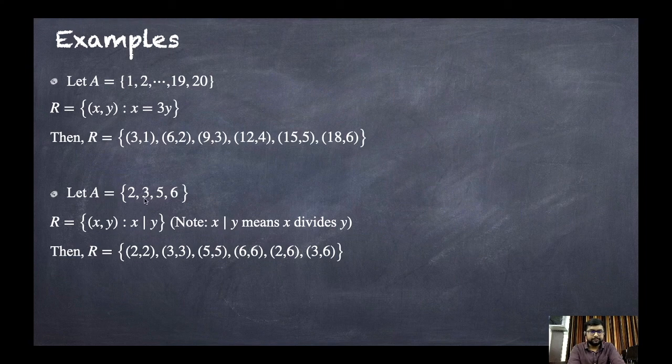Now for 3, 3 does not divide 5, so the (3, 5) pair won't be there. 3 divides 6, so (3, 6) will be there. And last, 5 does not divide 6, so that's it. So there will be 6 elements in the relation. I hope you understand what a relation is. It is a subset of the Cartesian product A cross B.